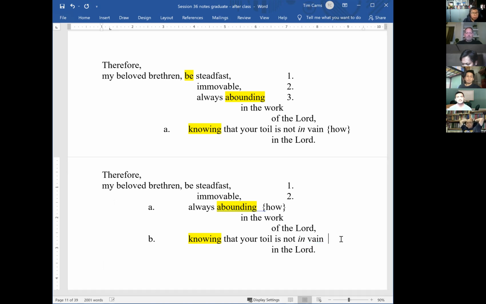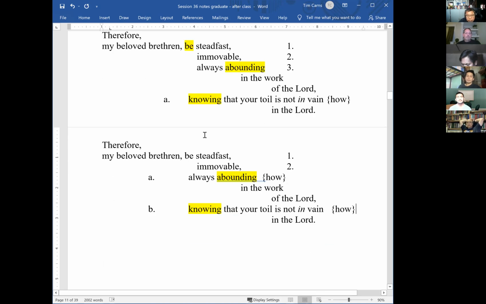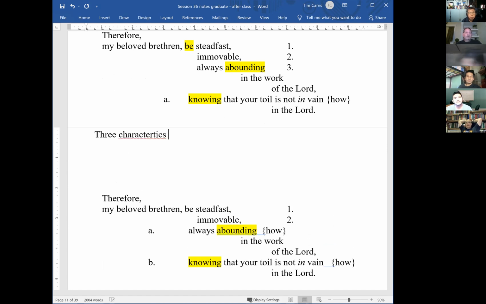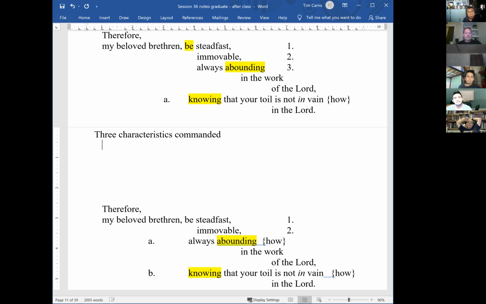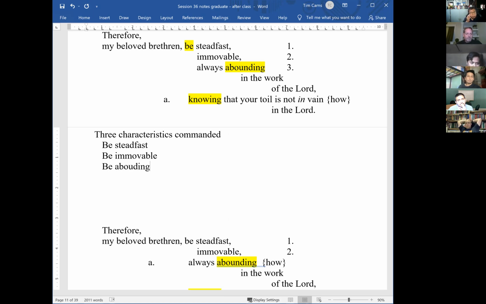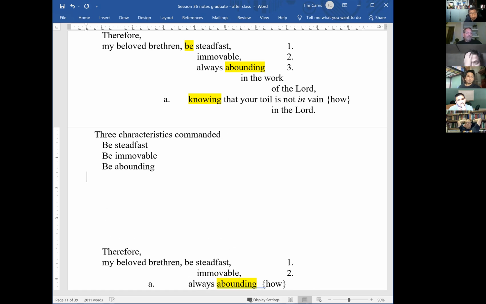Okay, do you guys understand what I'm doing here? With these, for example, this outline would have three characteristics commanded. One, be steadfast. Two, be immovable. Three, be abounding in the work of the Lord, etc. And then we would have the motivation, knowing your toil is not in vain. That's how I'd preach this.